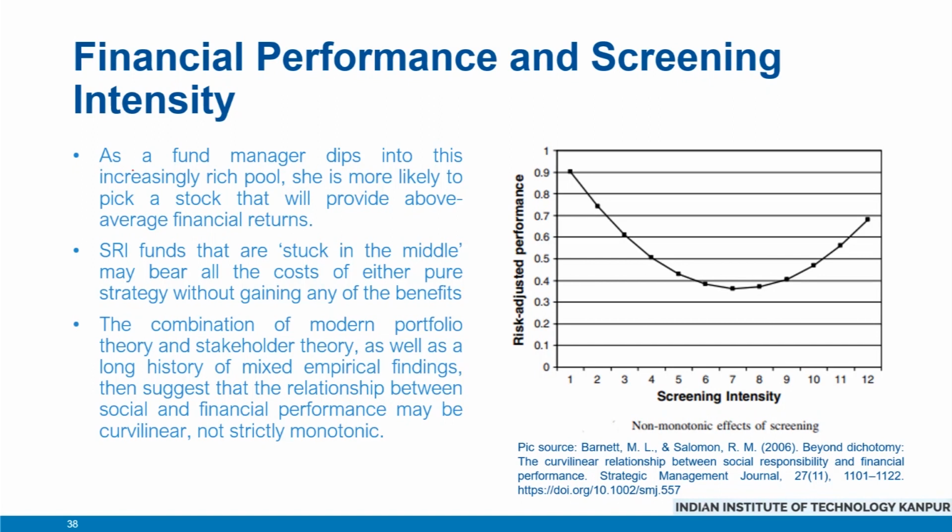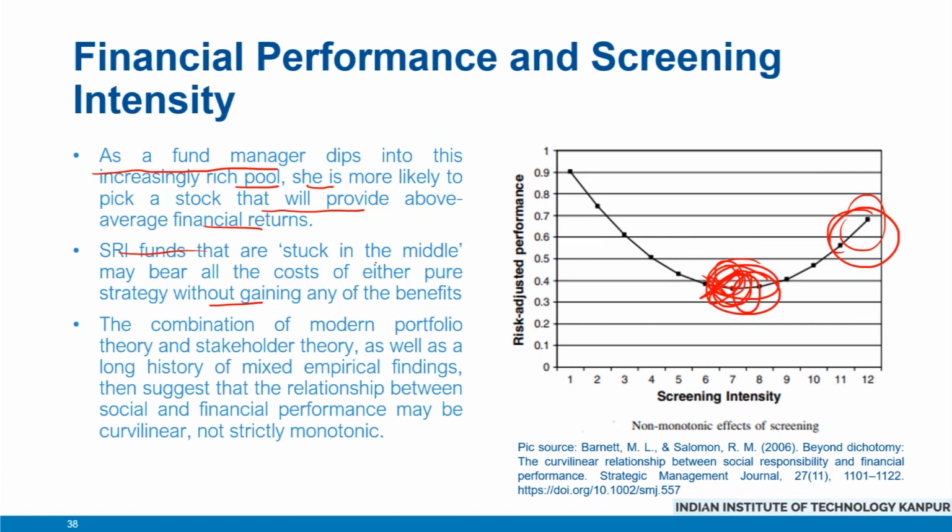Now, as a fund manager dips into this increasingly rich pool at the bottom of the funnel, she is more likely to pick a stock that will provide above average financial returns. That means this side of returns. SRI funds that are stuck in the middle may bear all the costs of either pure strategy without gaining any of the benefits. That means this side. That is, an SRI fund with a moderate level of social screening may bear the specific risk and yet not consistently exclude underperforming firms or consistently select those with above average financial performance. So it is more likely to be here, underperforming.